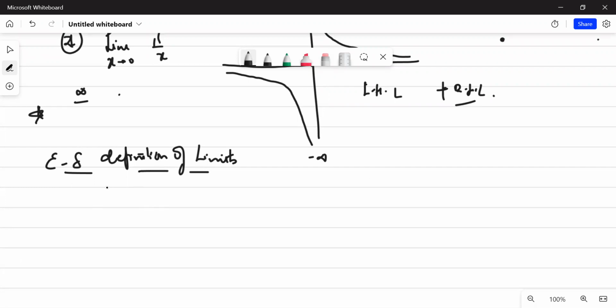So whenever I say limit x tends to a, f of x is L, what does it imply? Always remember, whenever I say modulus, modulus has two meanings. The first meaning is fine, you are saying absolute value of a number.